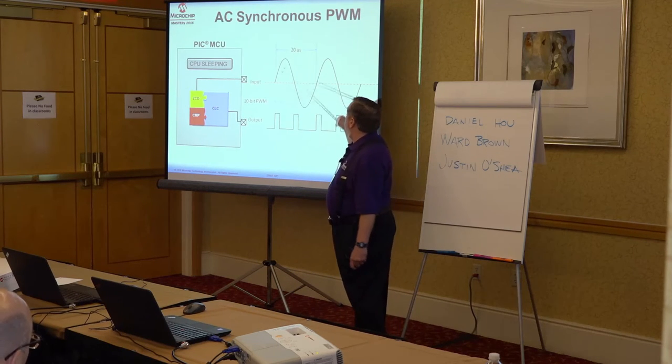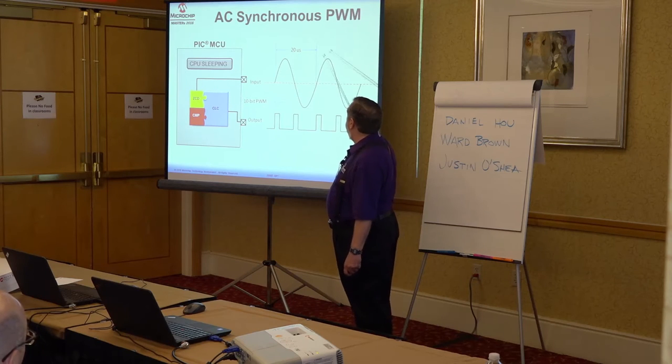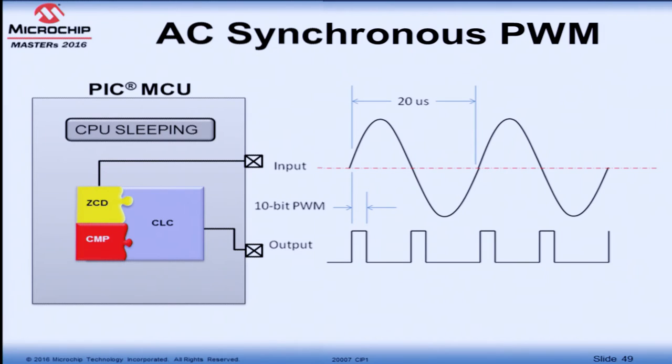So here you can see, here's the AC input. It's about 20 microsecond period, and he wants this PWM to be synchronous with these zero crossing events and create a PWM pulse at each one.